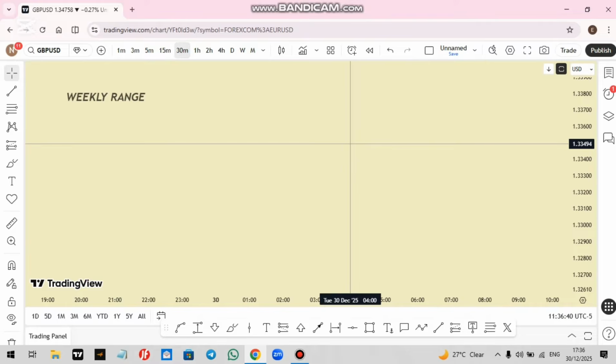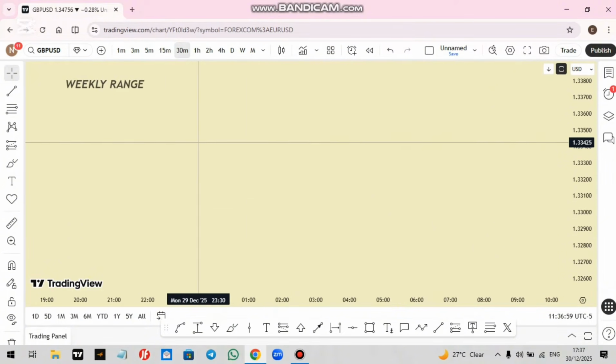Weekly range refers to the high to low price movement of an asset over 7 days. We have 7 days in a week. But in forex trading, we have 5 days in a week. It helps in identifying trends, volatility, and potential reversal zones, right? Weekly range refers to the high to low price movement of an asset over a 7 day period.